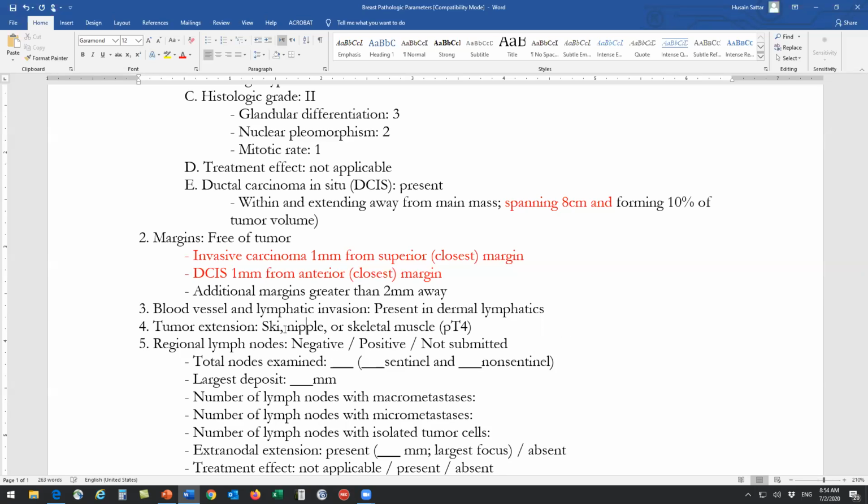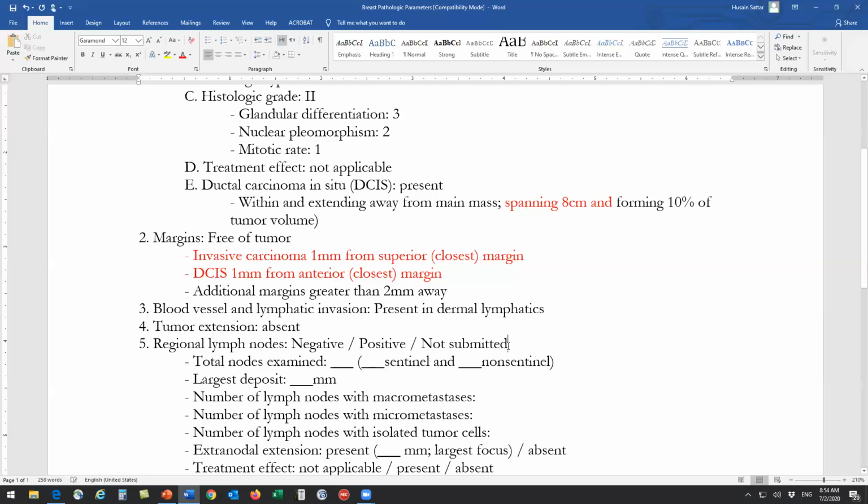Okay, nipple, not so important, honestly, but skeletal muscle is, particularly chest wall. And the most important here would be chest wall. So if chest wall is involved, you're going to say chest wall. I've never seen a case extending into the chest wall. Sometimes you have a really extreme case, but it's exceedingly rare. We don't really see that. Okay, so that's tumor extension. Usually you're going to just put absent.